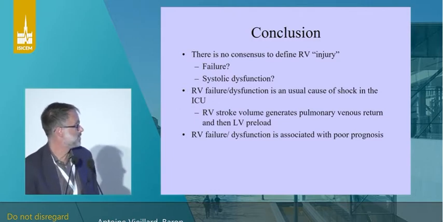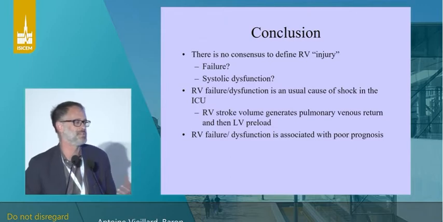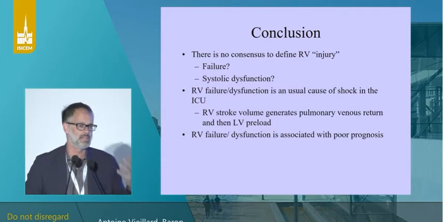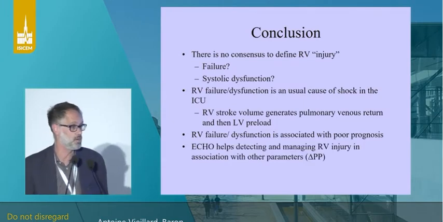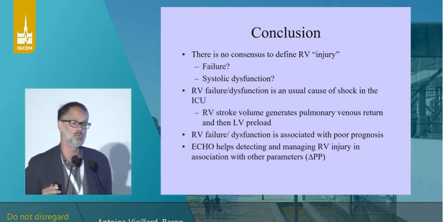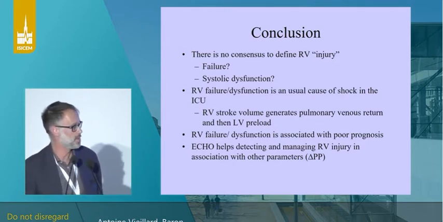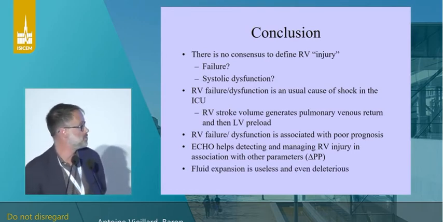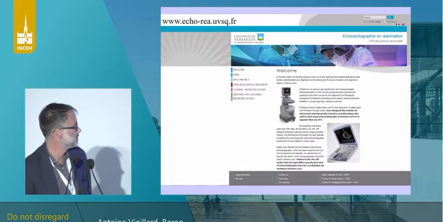RV failure and dysfunction is associated with a poor prognosis. I don't say it is the cause of the mortality, because that is difficult to say, but we have a lot of data suggesting that. Echo definitively will help you in detecting and managing right ventricular injury, but always in association with other parameters, the CVP, the blood pressure, and the delta PP. Fluid expansion is definitively useless and even deleterious in case of RV failure or significant dysfunction. And I thank you for your attention.